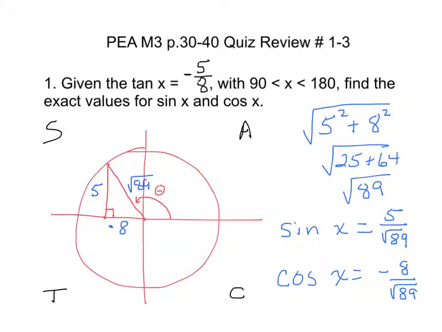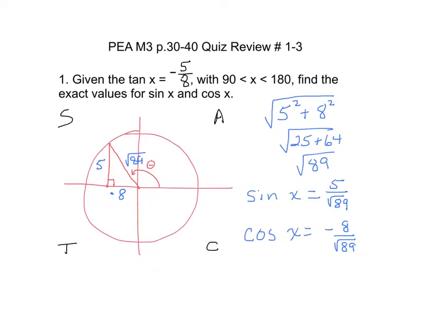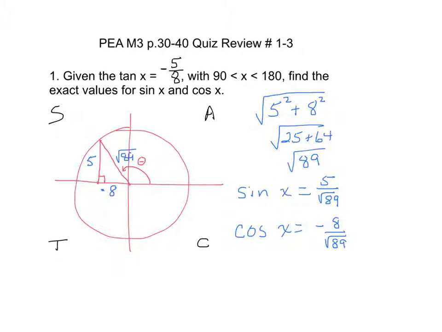Now, this is a question that will be on the final. The only thing I want to be careful of is on the multiple choice parts of the final, sometimes they rationalize your denominator, which means that you can't have the square root in the denominator. So that just means you have to multiply top and bottom by root 89. So your simplified answer would be 5 root 89 over 89. And 5 doesn't go into 89, so that would be your final answer.